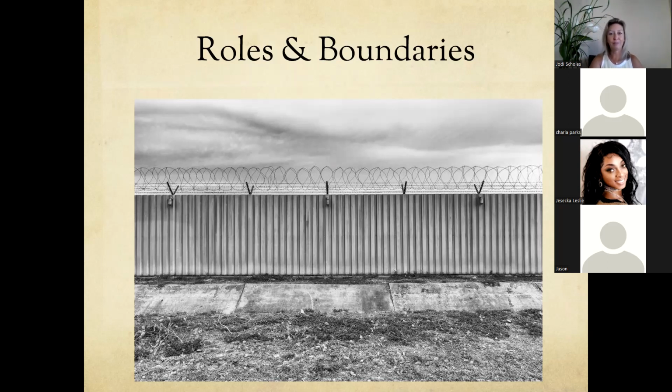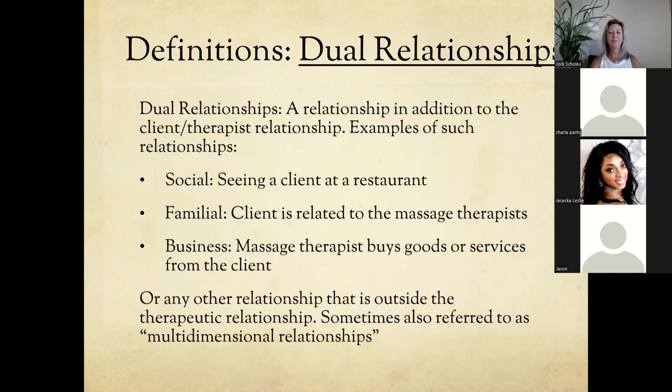We'll talk more about that in a little bit. Dual relationships, examples we've given, like socially seeing a client. Sometimes they're unexpected dual relationships. So you have a client and you see them at the restaurant. You are related, as we mentioned. Maybe you're buying some goods or services from them. Maybe it's your lawyer or your dry cleaner or your accountant. Any relationship outside the therapeutic relationship can be called a dual or multidimensional relationship.